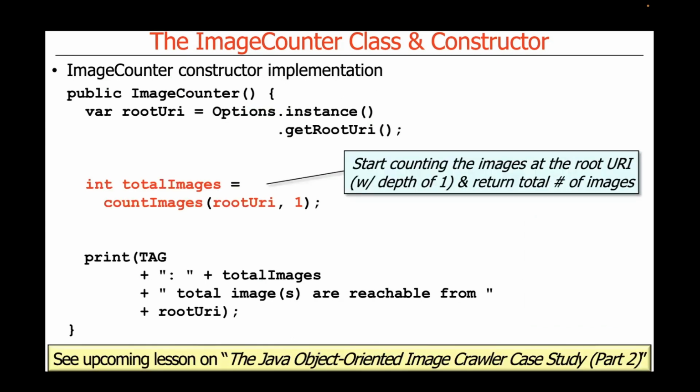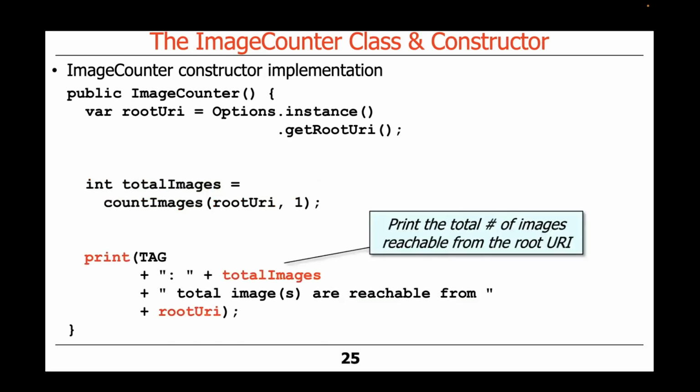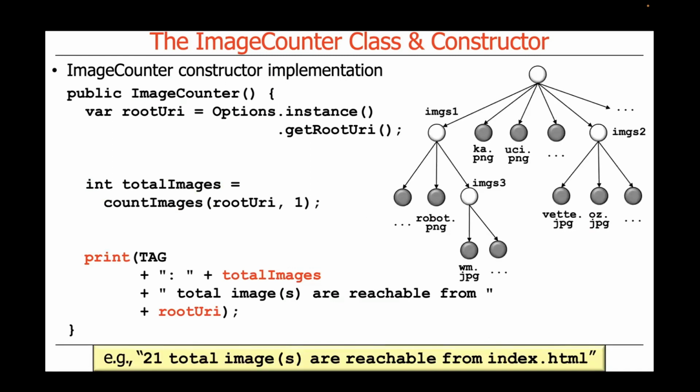The next thing it does is it starts counting the images at that root URI with an initial depth of 1, because that's where we're starting. And it's going to call count images, as we'll see when we look in part 2 of this case study. That will then recursively traverse through the structure of the directory, either remote or local, and it will return the total number of images. And then we go ahead and we print the total number of images that are reachable from that root URI. So for example, if we run this in the test cases that are provided with the project, it'll come back and say 21 total images are reachable from index.html.